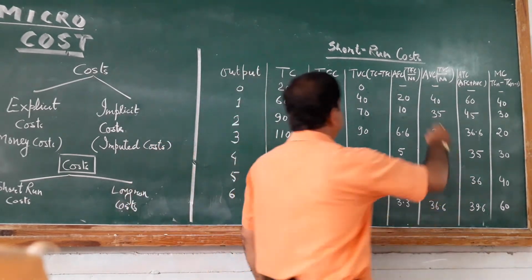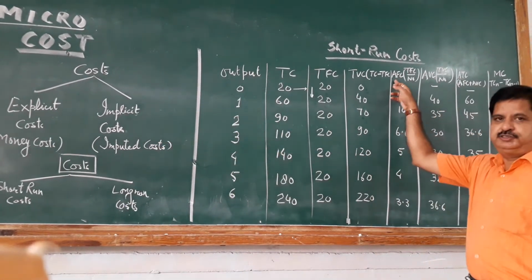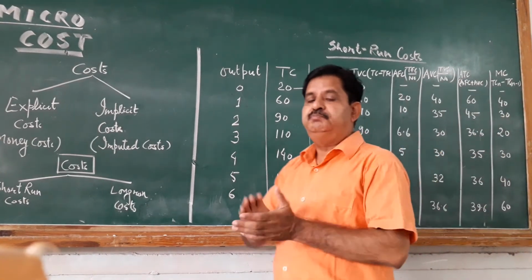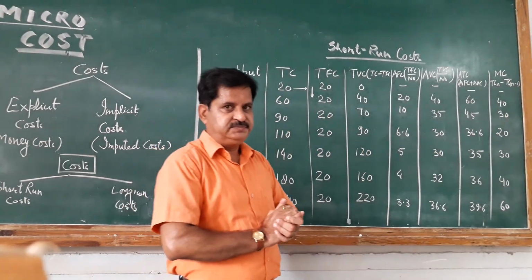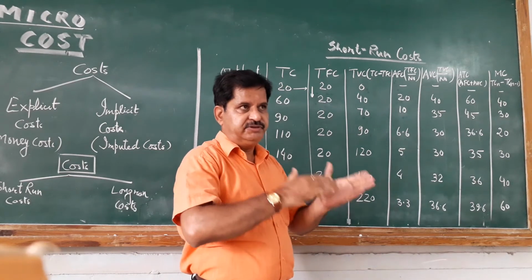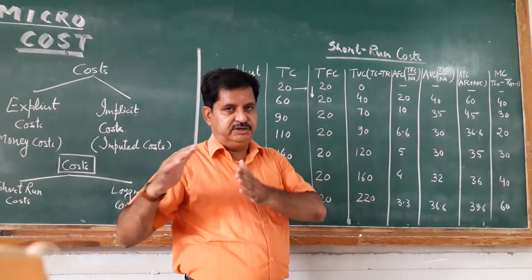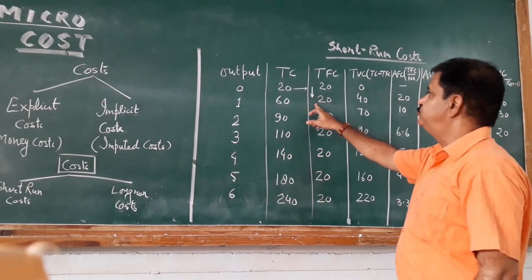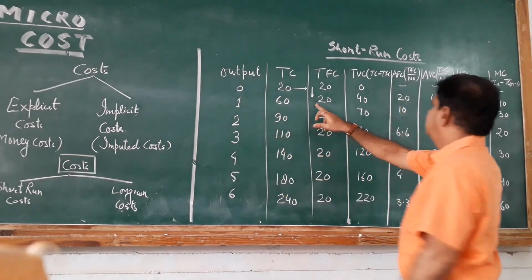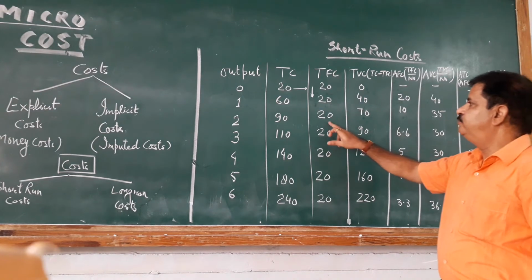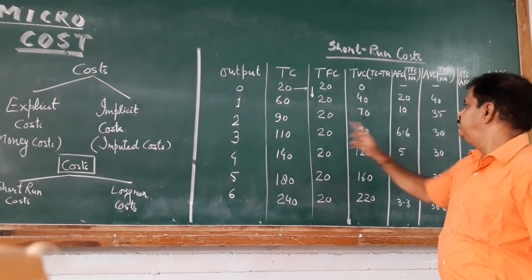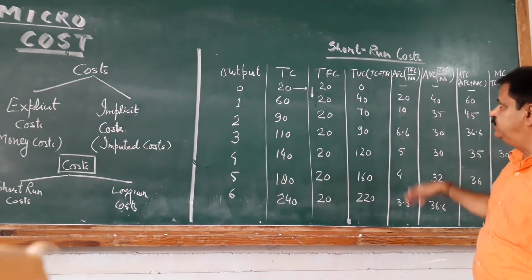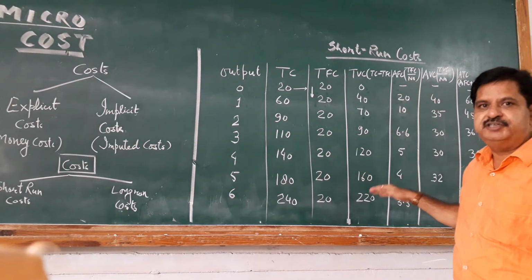Then we talk about the average fixed costs, AFC. Average fixed costs are the per unit fixed costs. That means total fixed costs divided by the number of units produced. Here you see TFC is 20. 20 upon 1 is 20. 20 upon 2 is 10. 20 upon 3 is 6.6. 20 upon 4 is 5. Like that we will get the average fixed costs.